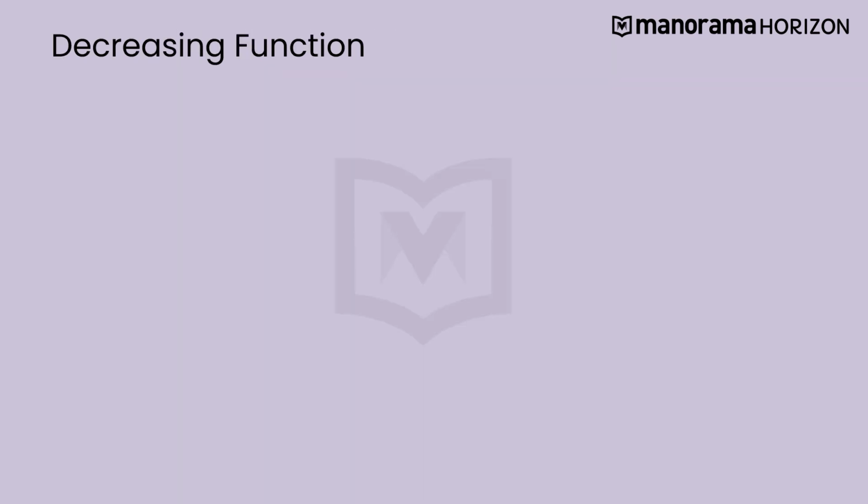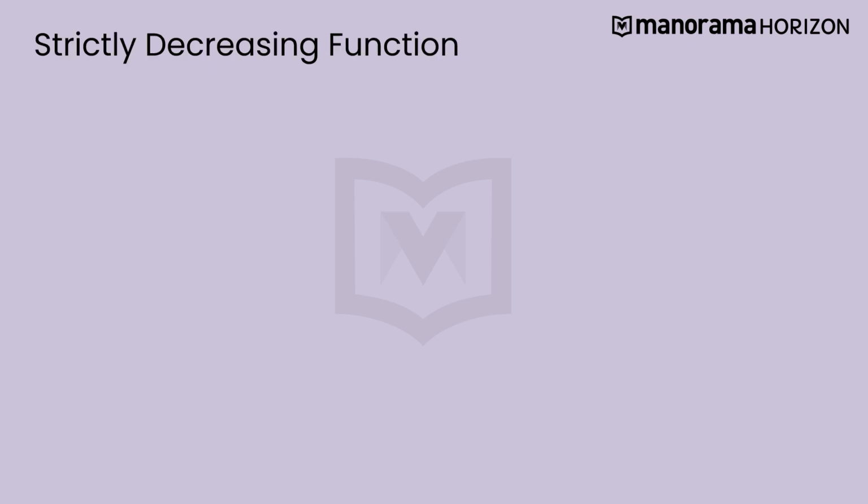Next, we will see decreasing function. Decreasing function means the function f of x is said to be decreasing on I if f of x1 is greater than or equal to f of x2 whenever x1 is less than x2. Now, what will be the case if it is strictly decreasing?